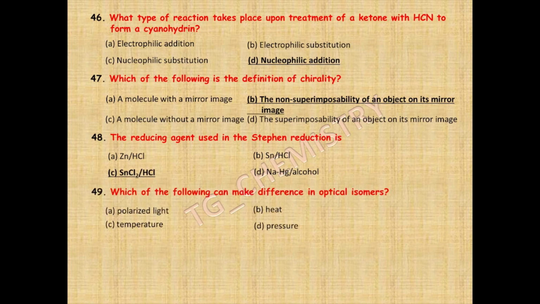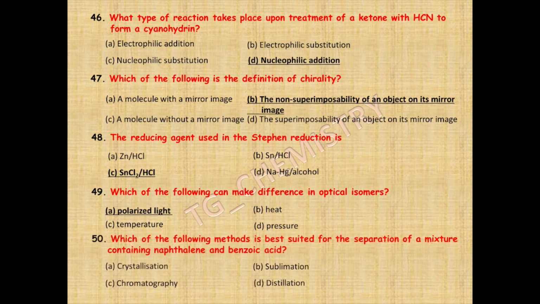Which of the following can make difference in optical isomers? So among the options, polarized light, heat, temperature and pressure, we understand that polarized light should be the criteria that can affect the optical isomers. So option A is the right answer.